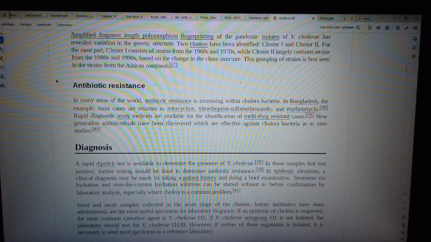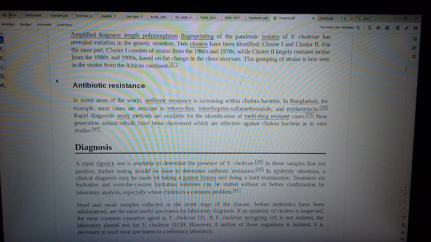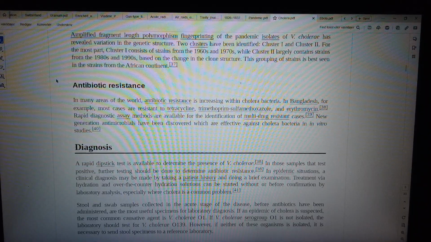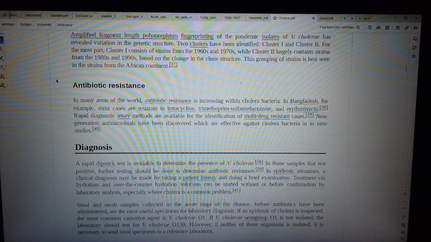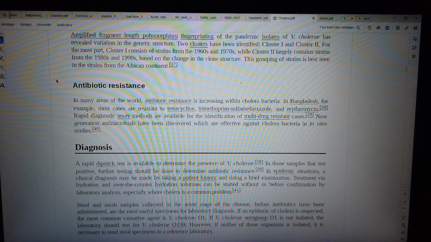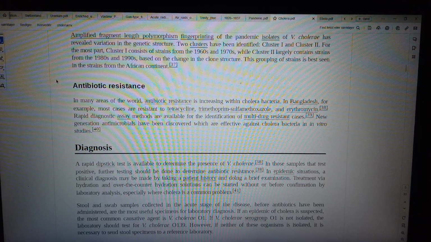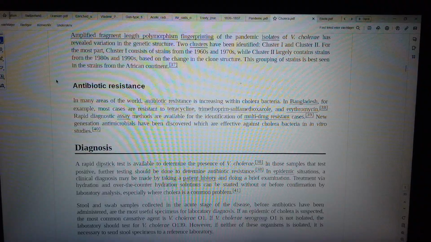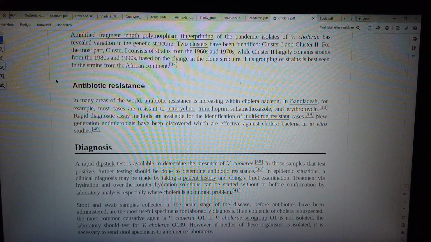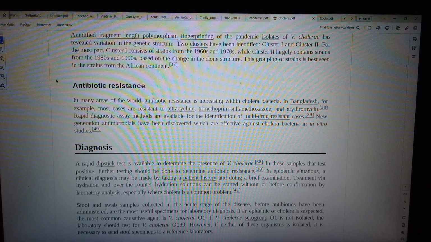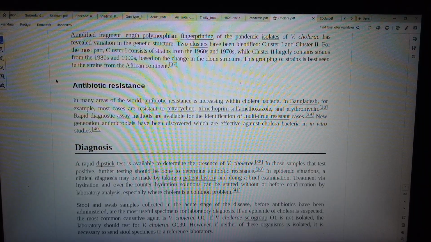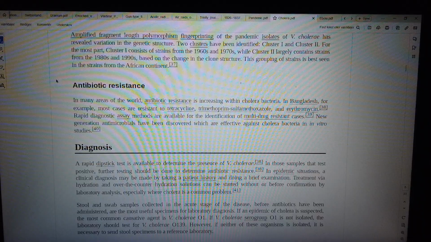40. Diagnosis. A rapid dipstick test is available to determine the presence of V. cholerae. In those samples that test positive, further testing should be done to determine antibiotic resistance. In epidemic situations, a clinical diagnosis may be made by taking a patient's history and doing a brief examination. Treatment via hydration and over-the-counter hydration solutions can be started without or before confirmation by laboratory analysis, especially where cholera is a common problem.